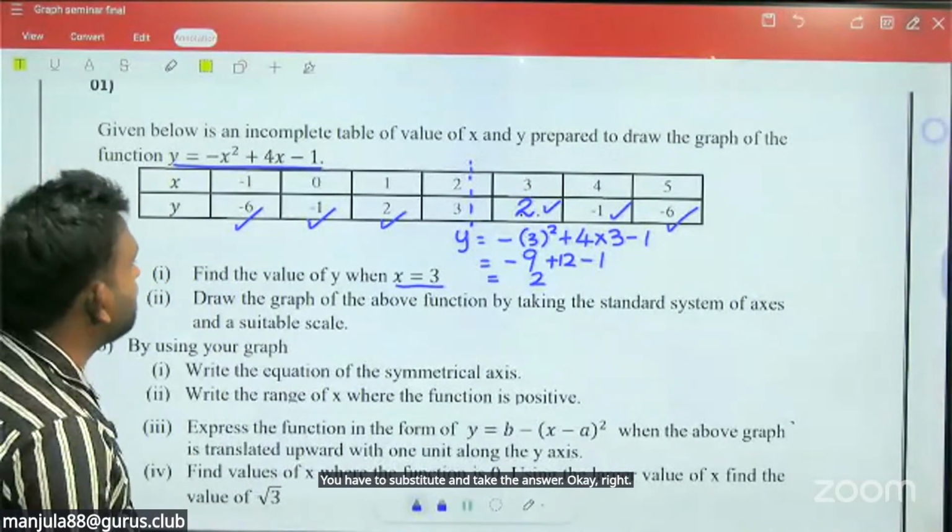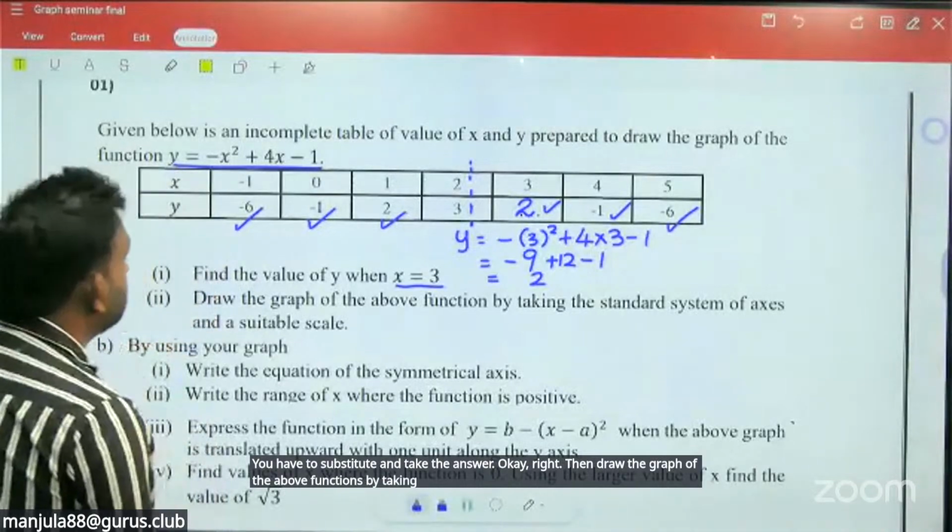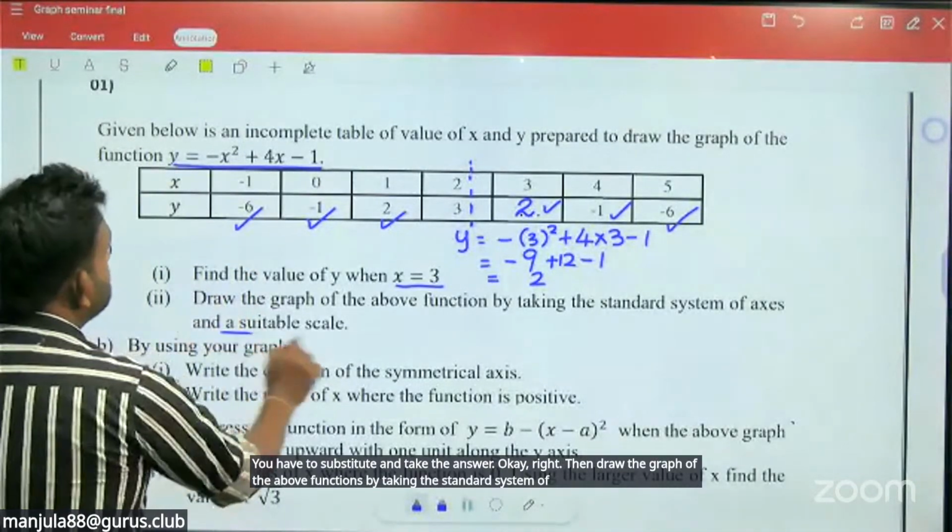Then draw the graph of the above function by taking the standard system of axes and a suitable scale.